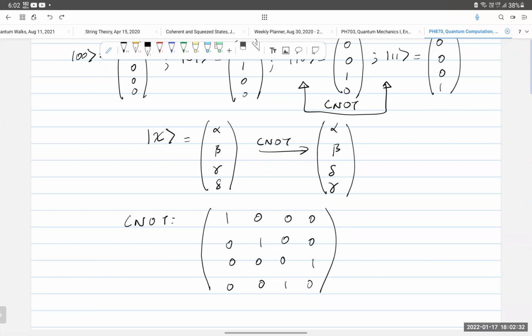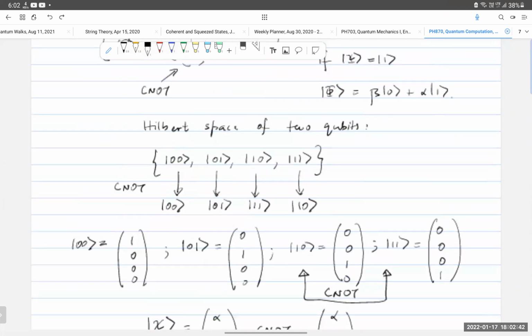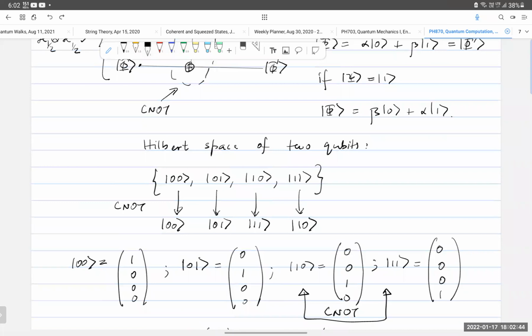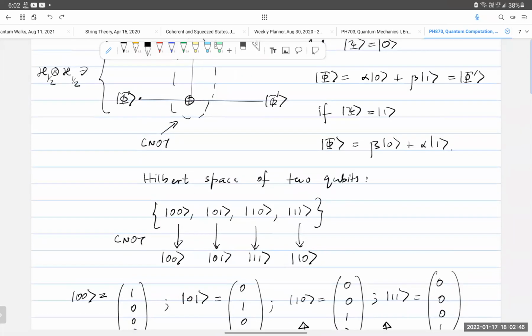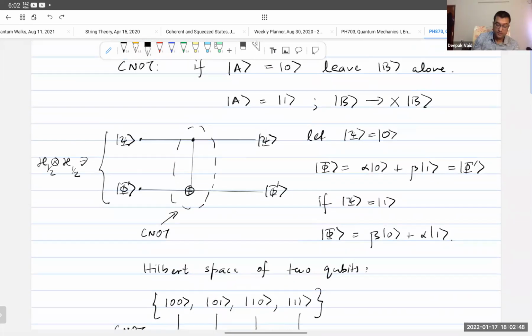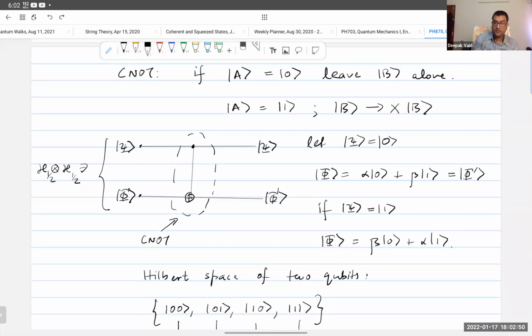No, it was like, is the effect to change the coefficients? Because if you scroll up a little bit, alpha 0 beta 1 became beta 0 alpha 1, right? If psi was 1. Yeah. So is the effect of the gate on such a state only to exchange the coefficients? That's right. Okay. That's right. That's all you wanted to ask?